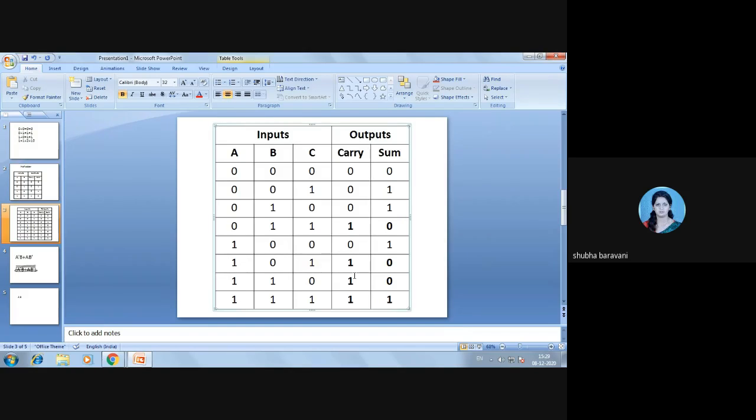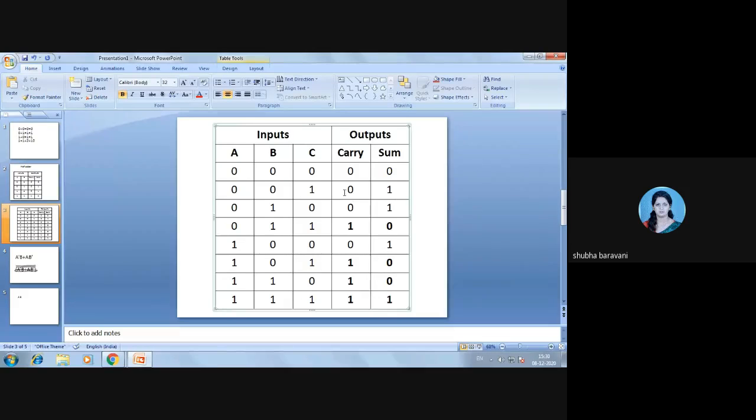Any issues in understanding this? Understood this? Does anyone want any explanation here? No, ma'am. Understood, ma'am. Others? Yes, ma'am. Understood. Okay. Shall we proceed? Yes, ma'am.